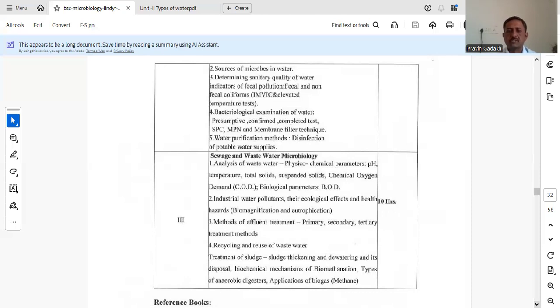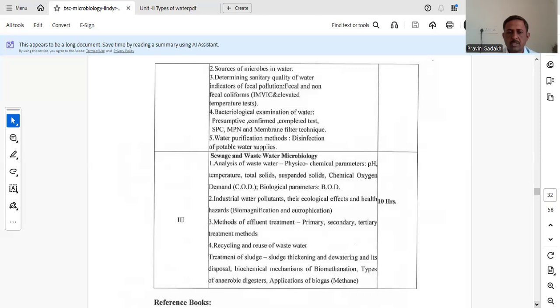Apart from that, we have to discuss industrial water pollutants, their ecological effect and health hazards with respect to biomagnification and eutrophication. These two, biomagnification and eutrophication, are the major concerns with respect to the contamination of water bodies. Again, we have to discuss the different methods of effluent treatment, including primary treatment, secondary treatment, and tertiary treatment, which are the different methods used for the treatment of wastewater.